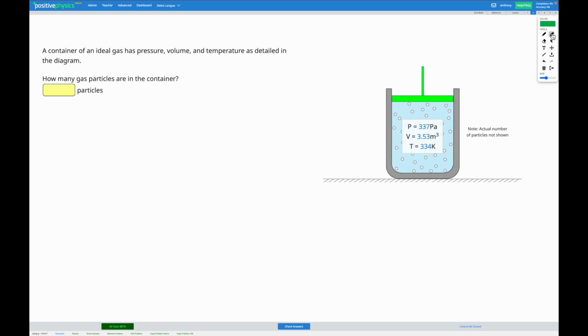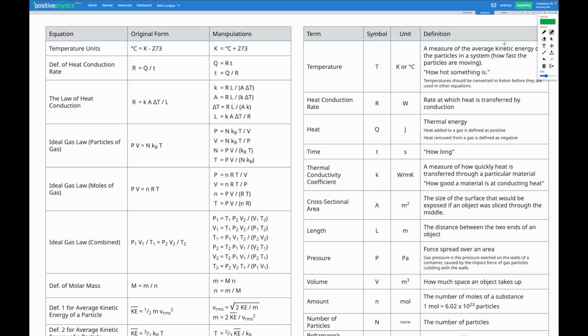In these questions, we're going to be using the ideal gas law. Let's head to the reference sheet. On our reference sheet, you'll see that there are two different ideal gas laws. There's the ideal gas law for particles of gas and the ideal gas law for moles of gas. And you'll see they look very similar.